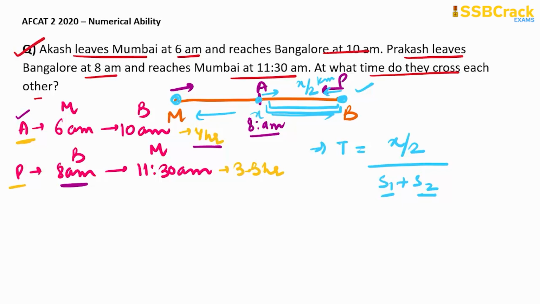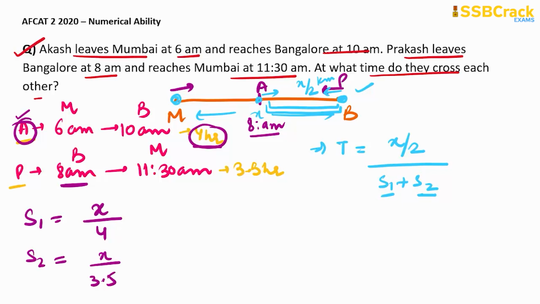So if the total distance between Mumbai and Bangalore is x kilometers and Akash is completing that journey in 4 hours, then the speed of Akash, that is S1, will be equal to distance upon time, that is x by 4. Similarly, S2 will be x upon 3.5. Now we can put S1 and S2 in this given formula and we can directly find out our answer.